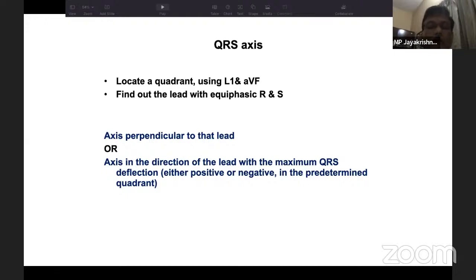Sometimes equiphasic deflections may not be there in any of the limb leads. Then you look at the lead with the maximum QRS deflection, either positive or negative, in the predetermined quadrant. First, you have localized the quadrant. The left lower quadrant is the usual quadrant, but it can be the right upper quadrant or any quadrant. So first you localize that and then see the lead with the equiphasic R and S, and the QRS axis will be perpendicular to that. If there is no lead with an equiphasic R and S deflection, then you look at the lead with the maximum QRS deflection, and the QRS axis will be in the direction of that particular lead.